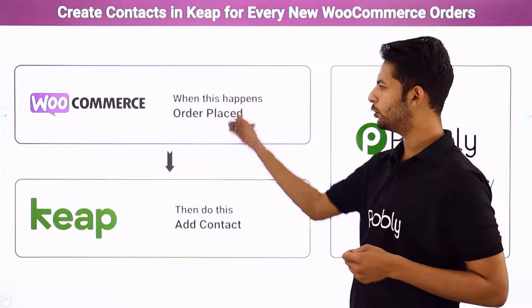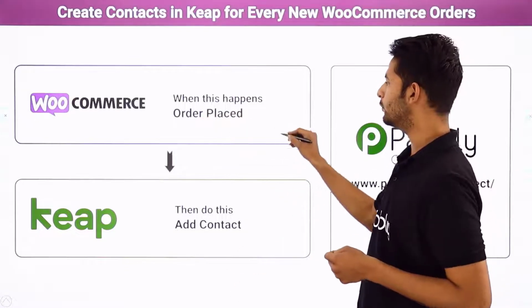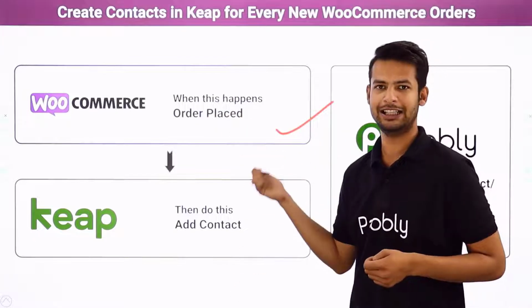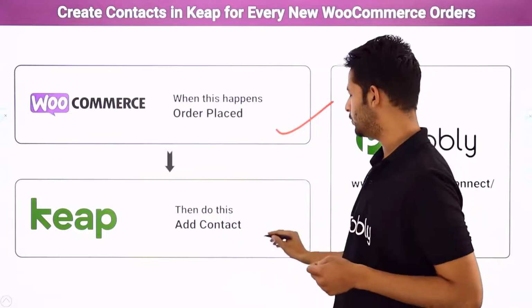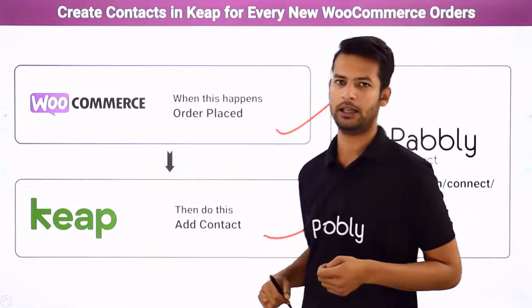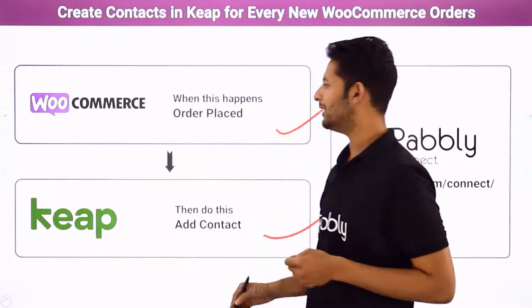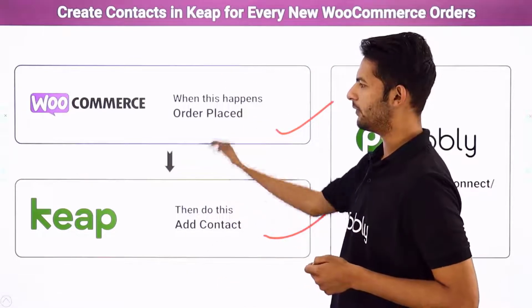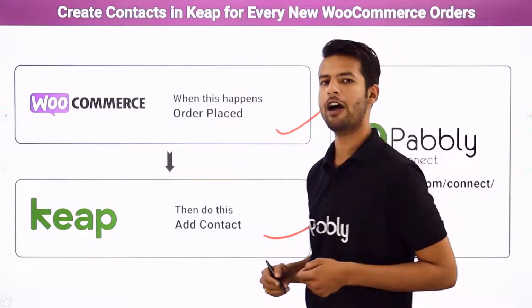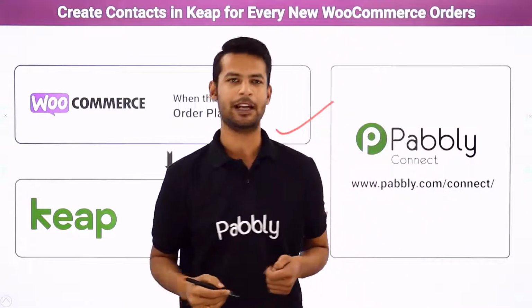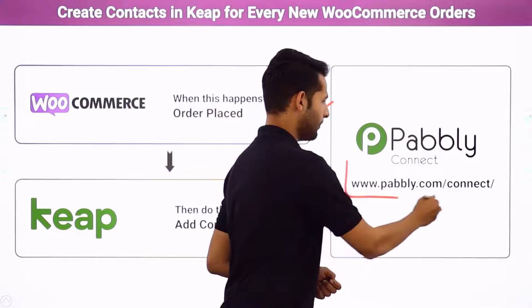So for that I have used two applications here. First I have used WooCommerce. I have already told you it is an e-commerce platform, and secondly I have used Keap. Now Keap is a CRM application. But here I have to face one more problem. The problem is there is no direct link or integration between these two applications. So how have I performed the automation? Let me tell you. With the help of Pabbly Connect.